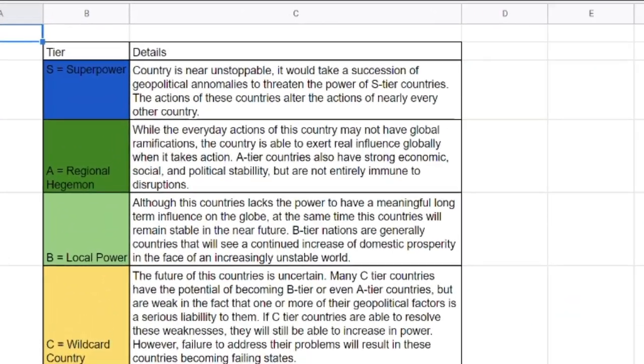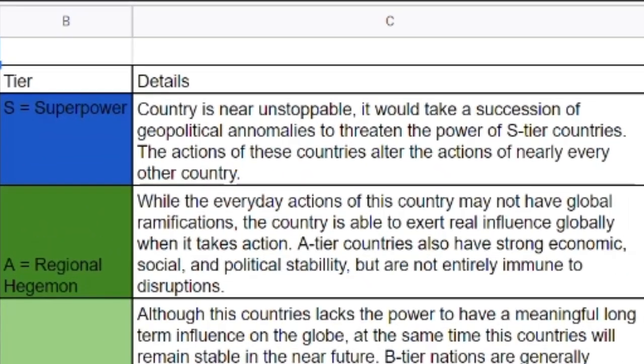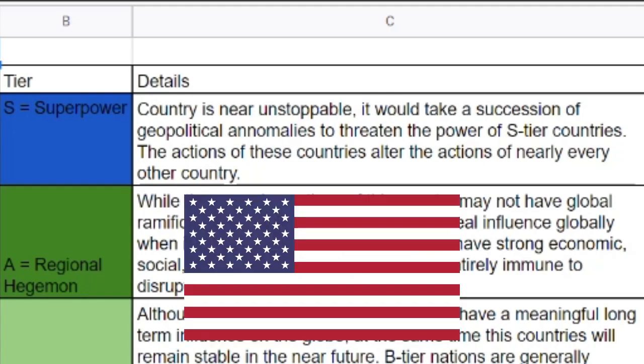The first tier is S tier. S stands for superpower. This tier is by nature exclusive, as there can only be a few global hegemons. Right now there is only one S-tier nation, the United States, but more on that later.